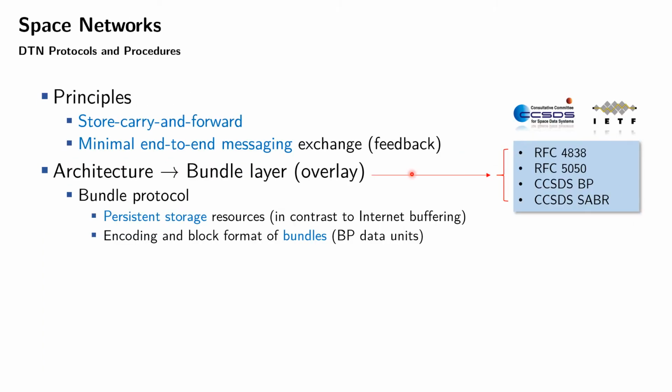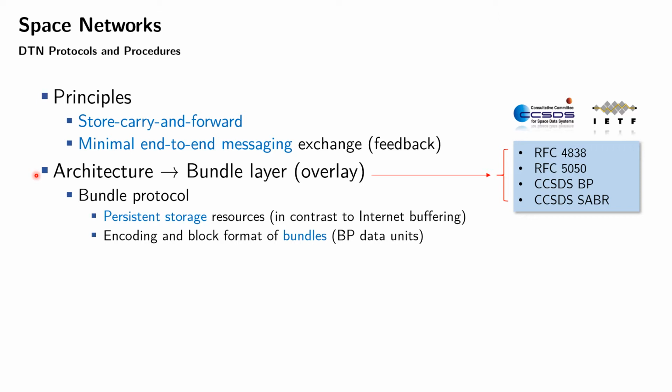So as I mentioned, the principles of delay tolerant networking, or DTN, are basically store, carry, and forward. The data can live for an arbitrary amount of time in memories on the nodes, namely satellites or spacecraft. Also, minimal end-to-end messaging is strongly suggested on this type of network because of the potentially long delays faced by the links.